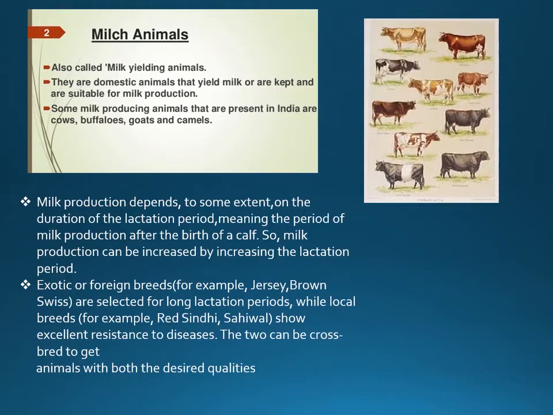Exotic means foreign breed. Examples are Jersey and Brown Swiss, which are names of cows. They are selected for long lactation period. Whereas the local breeds available in India, Red Sindhi and Sahiwal, show excellent resistance to disease. So if these two are crossbred, we will get both desired qualities. So these are all exotic breeds of cow.